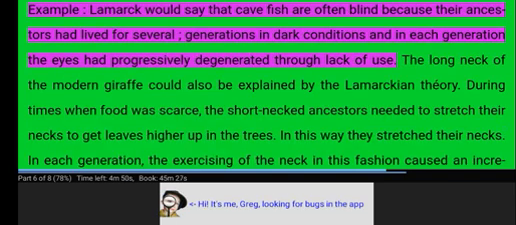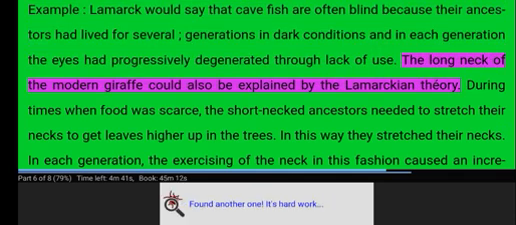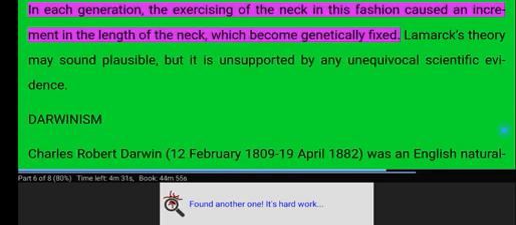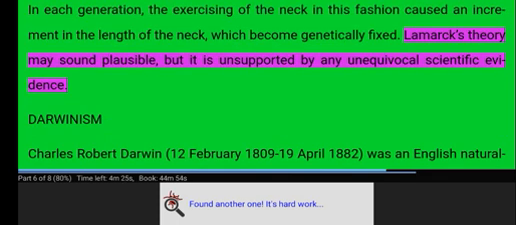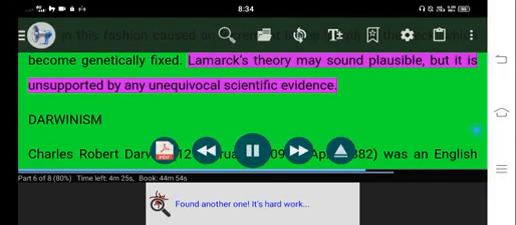For example, Lamarck would say that cave fish are often blind because their ancestors have lived for several generations in dark conditions, and in each generation the eyes have progressively degenerated through lack of use. The long neck of the modern giraffe could also be explained by the Lamarckian theory. During times when food was scarce, the short-necked ancestors needed to stretch their necks to get leaves higher up in the trees. In this way they stretched their necks. In each generation, the exercising of the neck in this fashion caused an increment in the length of the neck, which became genetically fixed. Lamarck's theory may sound plausible, but it is unsupported by any unequivocal scientific evidence.